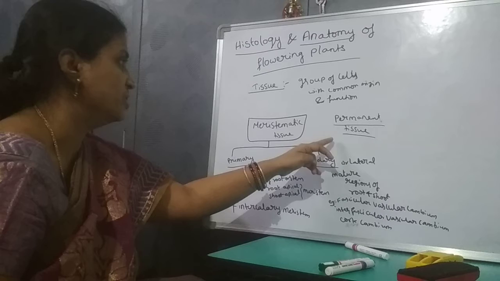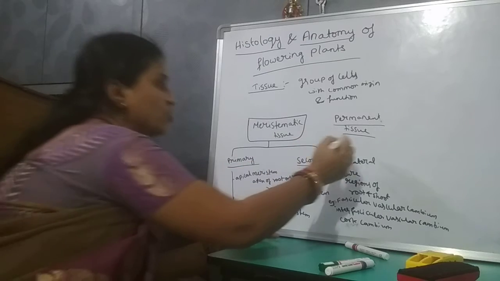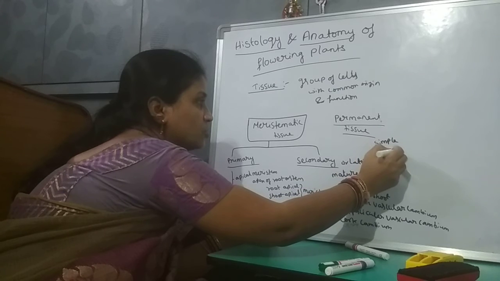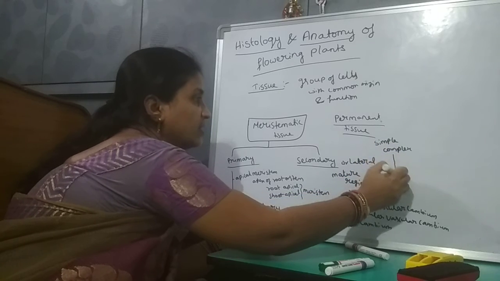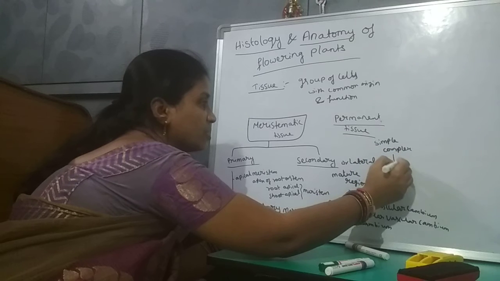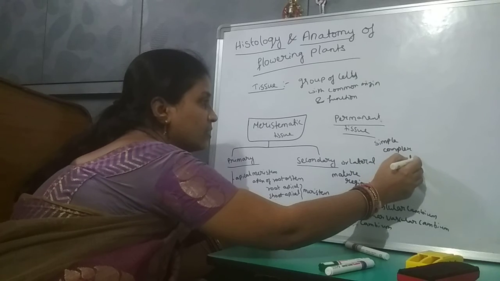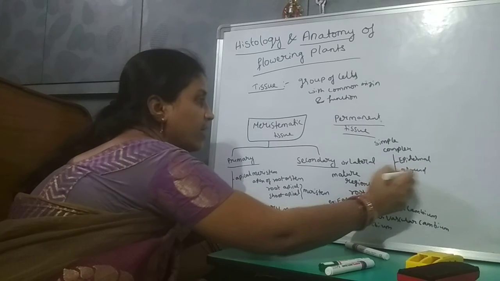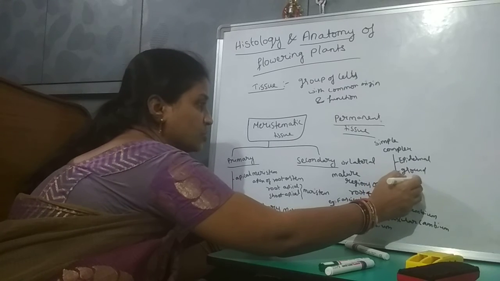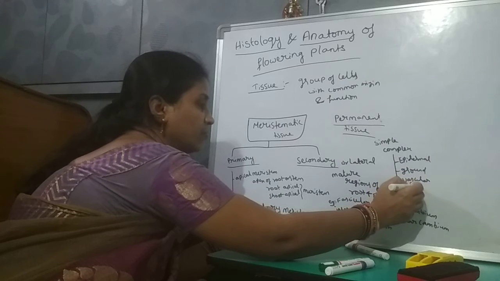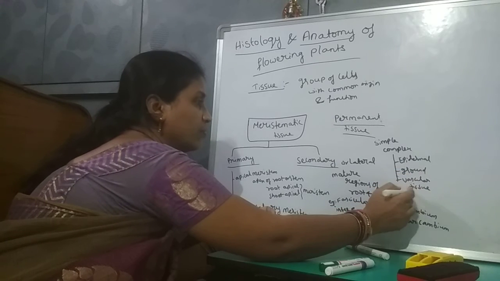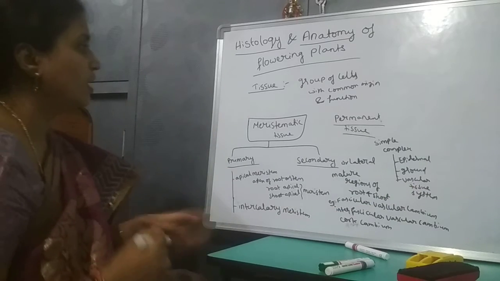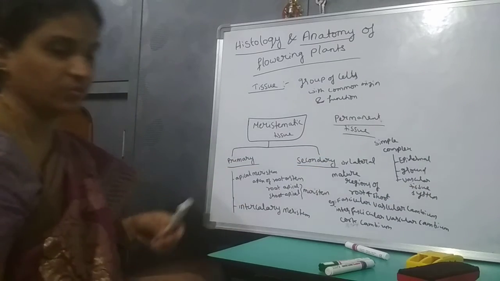The permanent tissue comprises simple tissues and complex tissues. These simple and complex tissues are present in the epidermal tissue system, ground tissue system, and vascular tissue system. We'll study in detail about all these things. First we'll study about the simple tissues now.